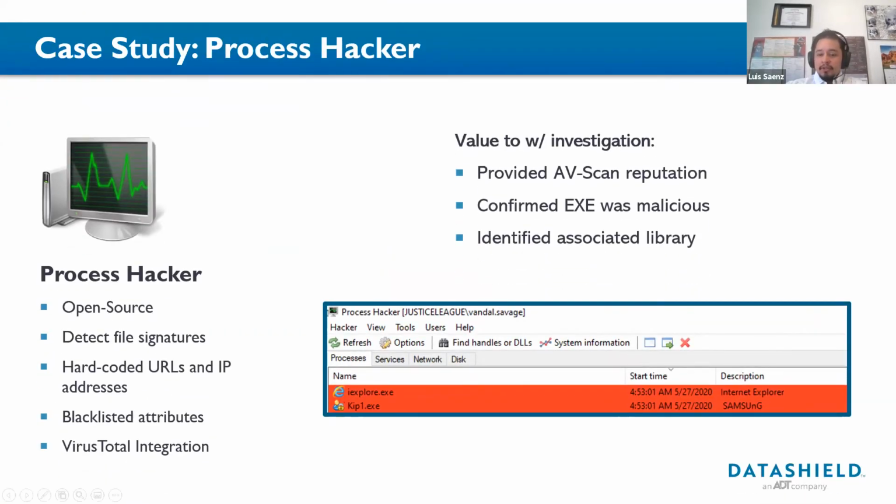All right, let's move on to Process Hacker. This tool helped provide the antivirus scan reputation. It confirmed that the executables were malicious, and it helped us locate the associated library as well. Now, keep in mind, once a computer is infected, Pony runs in the background, collecting information about the system, the network activity, and the users that are currently connected to it. So it's also common for malware to load other types of malware onto the target system to be used to steal credentials or just to throw you off base.